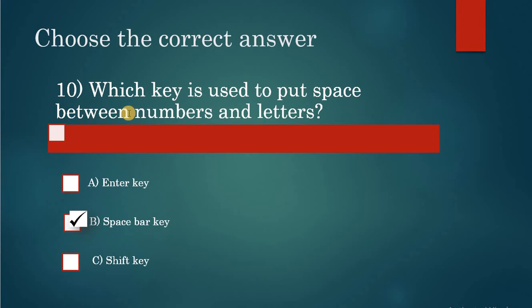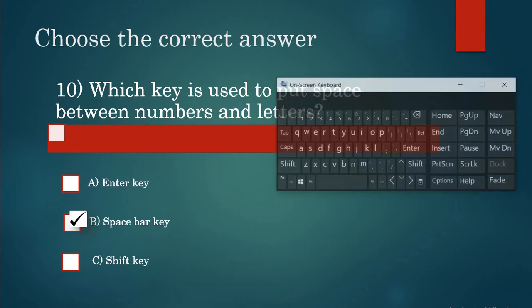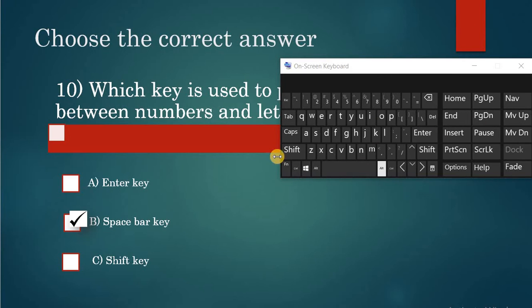Which key is used to put a space between numbers and letters? Space bar key. Space bar key is used to put a space between numbers and letters. Now again I am saying that the shift key and the caps lock key are used to type a capital letter. You can see here, this is our keyboard, right? And the caps lock key is here and the shift key is here. So caps lock key and the shift key, both keys are used to type a capital letter.